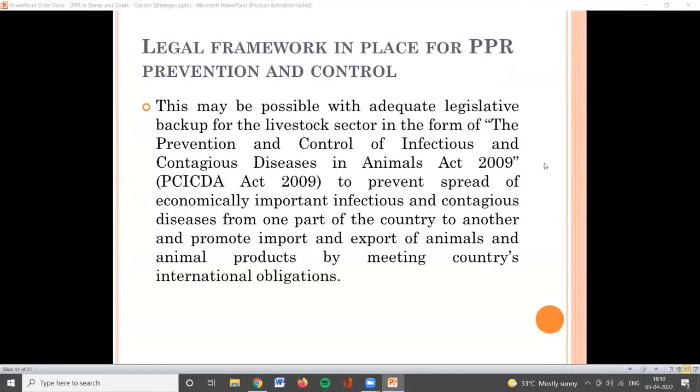Similar to the Prevention and Control of Infectious and Contagious Diseases in Animals Act 2009, to prevent the spread of economically important infectious and contagious diseases from one part of the country to another part. The aim is to promote import and export of animals and animal products by meeting the country's international obligations.